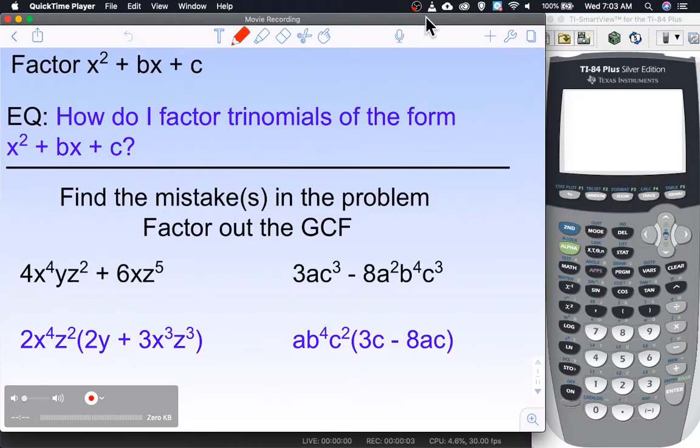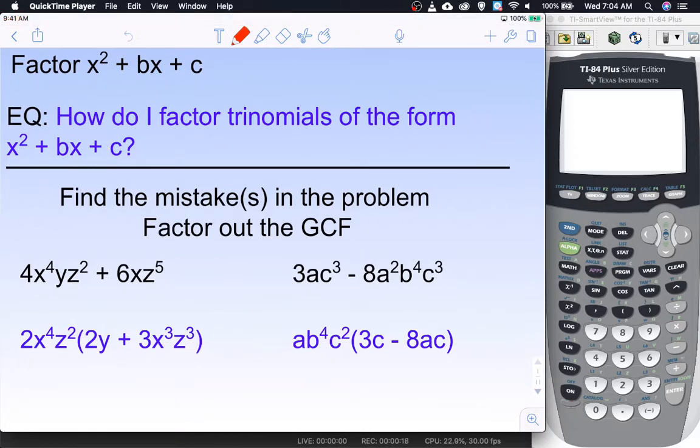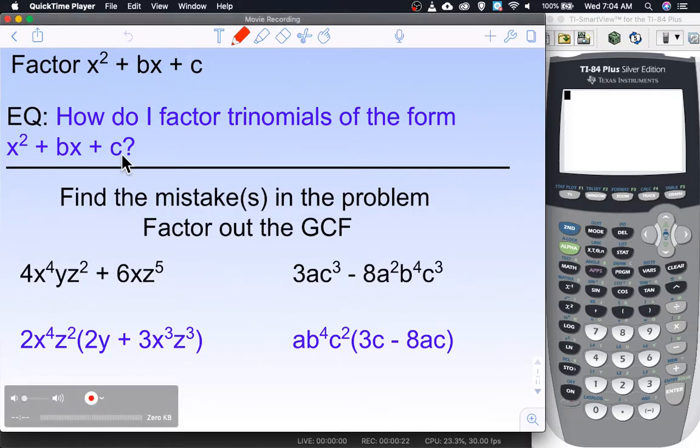Hello, and welcome to this lesson on factoring trinomials. And this is factoring a trinomial that looks like x squared plus bx plus c. So there's going to be three terms, where what we saw in the previous lessons, we were factoring with two terms for the most part. And this lesson is going to be very, very similar to the next one.